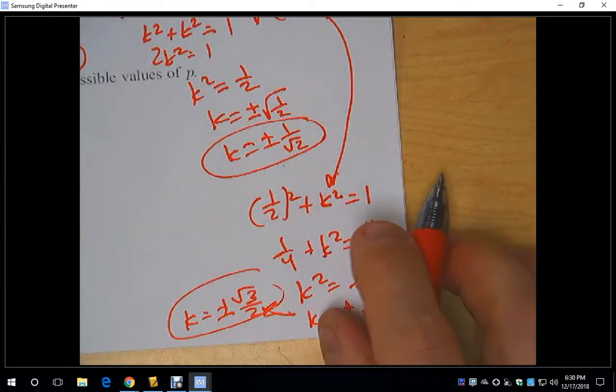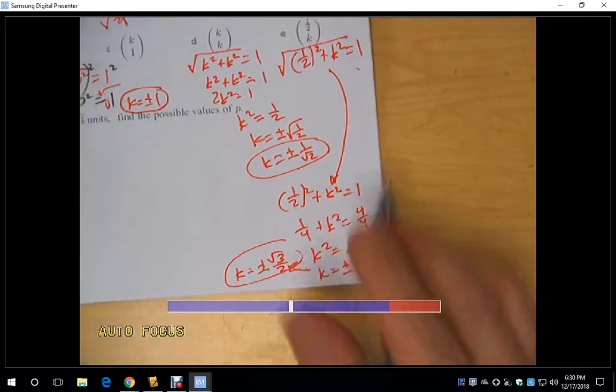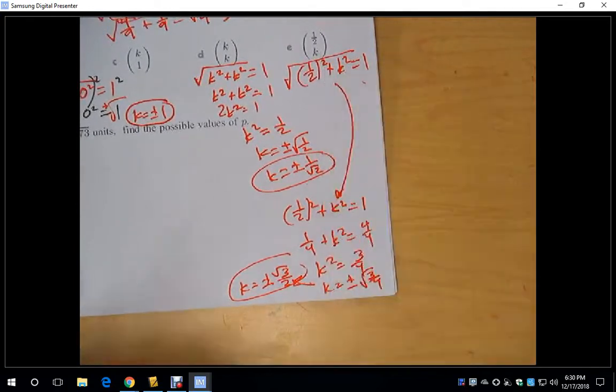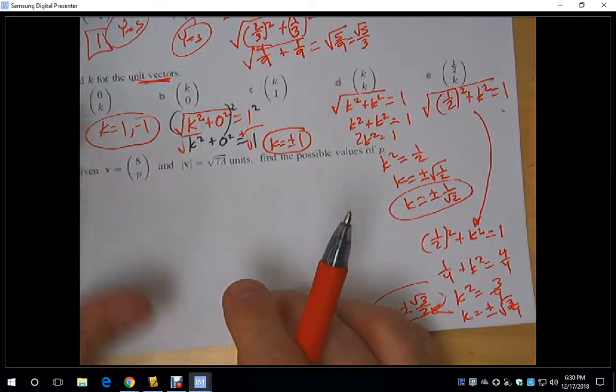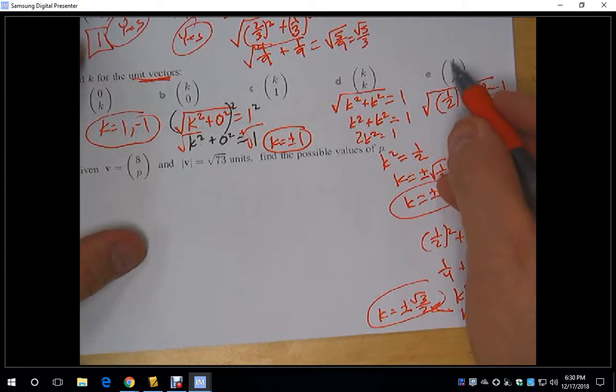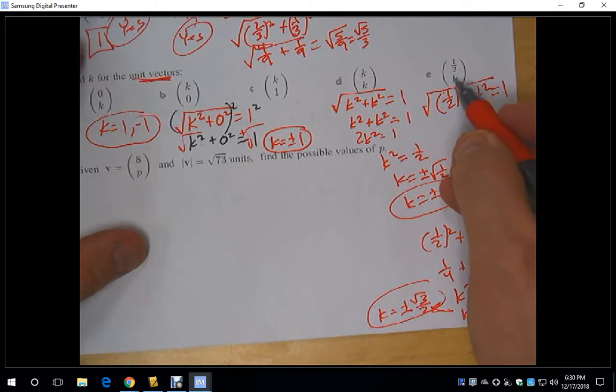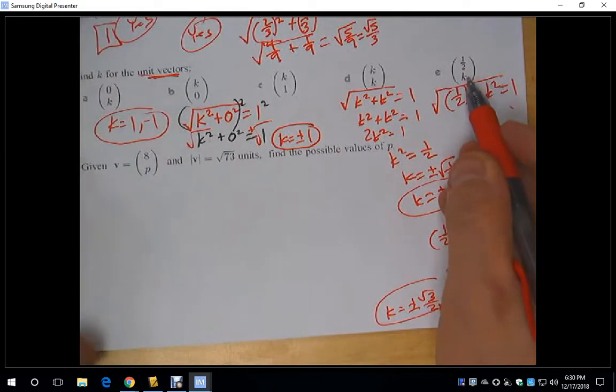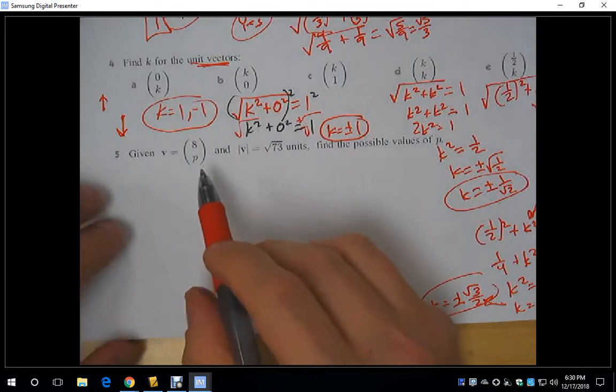So there are two values for that particular problem because the vector can go in two different directions, specifically in our y value. The vector is always going to go to the right by a half, but it could go up or down depending on whether k is positive or negative. All right, let's look at number 5.